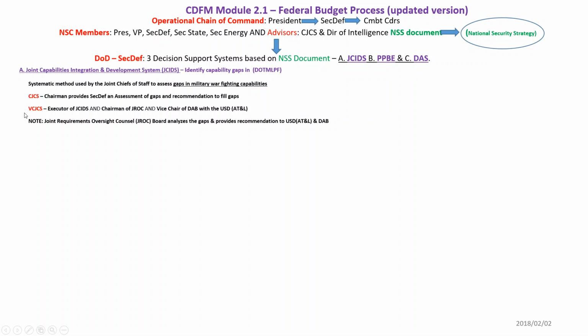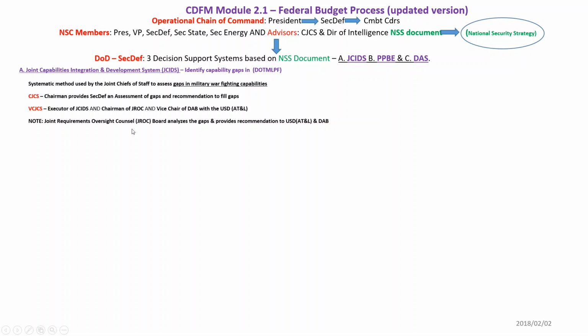So who is responsible for the JCIDS system? The Vice Chairman of the Joint Chiefs of Staff, who works for this guy, is the executor of JCIDS. And this individual, you will see, also has some additional roles. The executor of JCIDS is the chairman of the Joint Requirements Oversight Council. Down here in this note, you see what I explained, what the JROC is: the Joint Requirements Oversight Council Board analyzes the gaps and provides recommendations.